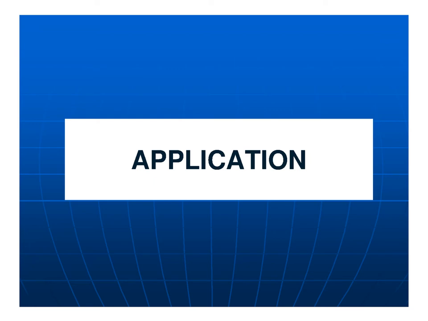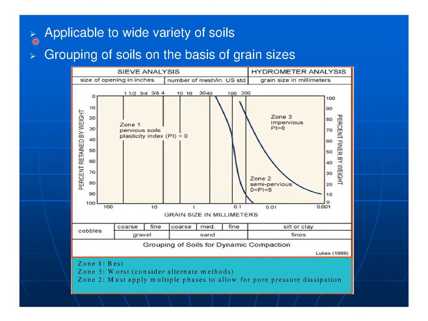Application. Applicable to wide variety of soils. Grouping of soils on the basis of grain sizes. You can see this grain size distribution chart, and here you can see zone 1, zone 2, and zone 3. If you look at zone 1, pervious soils, plasticity index is equal to 0 in this region.